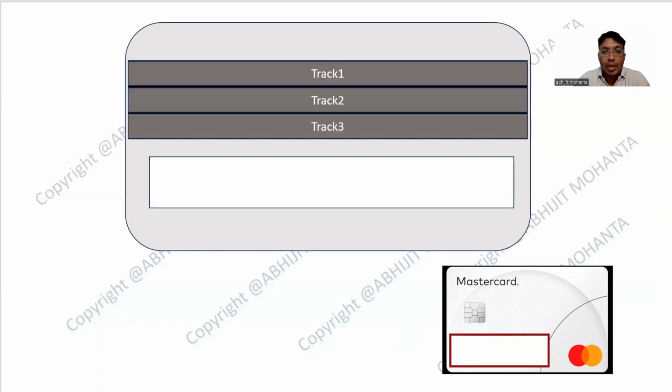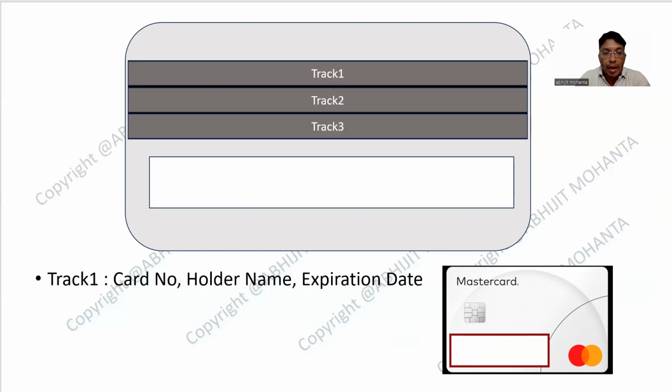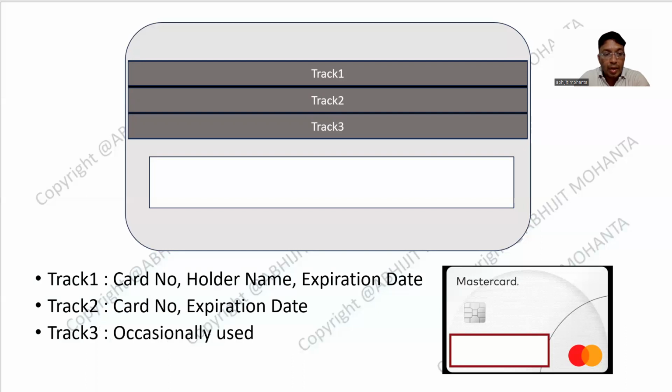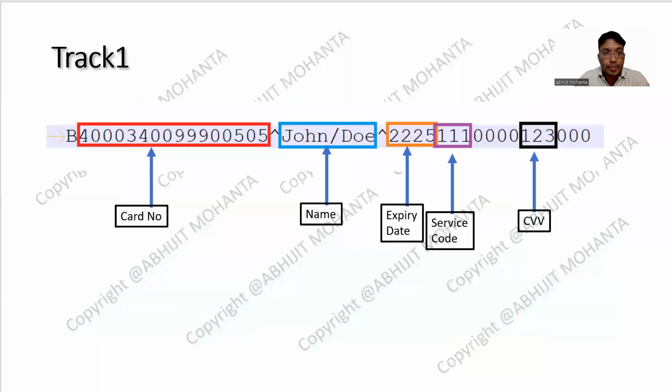So this black strip has three tracks. Logically, it is divided into three tracks: track one, track two, track three. Track one holds the card number, the owner's name, and the expiration date. Track 2 has the card number and the expiration date. Track 3 is occasionally used for other purposes, like some benefits or something.